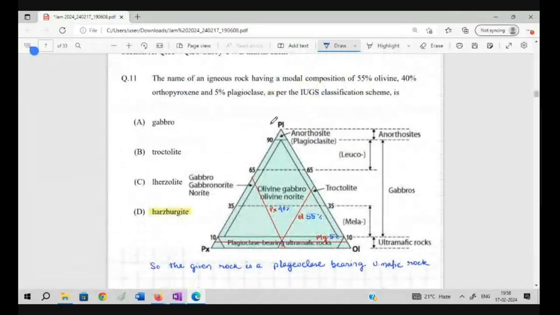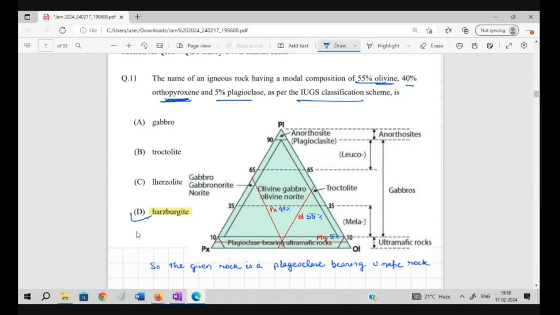Okay, let's move to the next one. In this question, it is asked, if an igneous rock has a modal composition of 55% olivine, 40% orthopyroxene, and 5% plagioclase, then according to the IUGS classification, what will be its name? The composition of the rock is given, and you can see clearly that mostly it is composed of olivine and orthopyroxene, because 55% olivine is there and 40% OPX is there. So if you add up the composition of olivine and orthopyroxene, it will exceed 90%. Yes or no? And let me remind you, the rock that is enriched with olivine and orthopyroxene is what? Harzburgite. Yes or no?